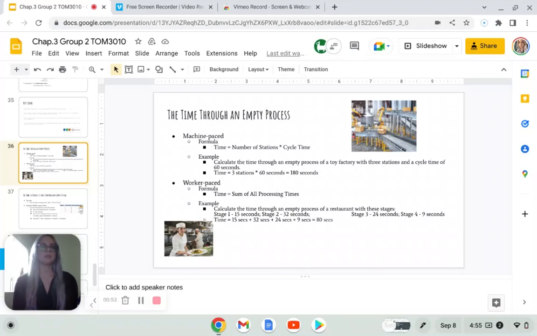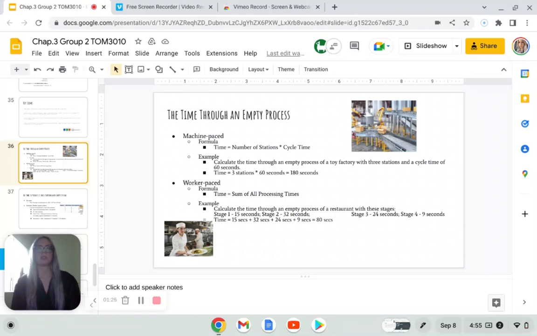As mentioned earlier, the formulas to find the time to process a unit in an empty system are different for a worker-paced system and a machine-paced system. So let's start by looking at a machine-paced system. In this type of line, the formula to find the time to produce 1 unit in an empty system is equal to the number of stages times the cycle time.